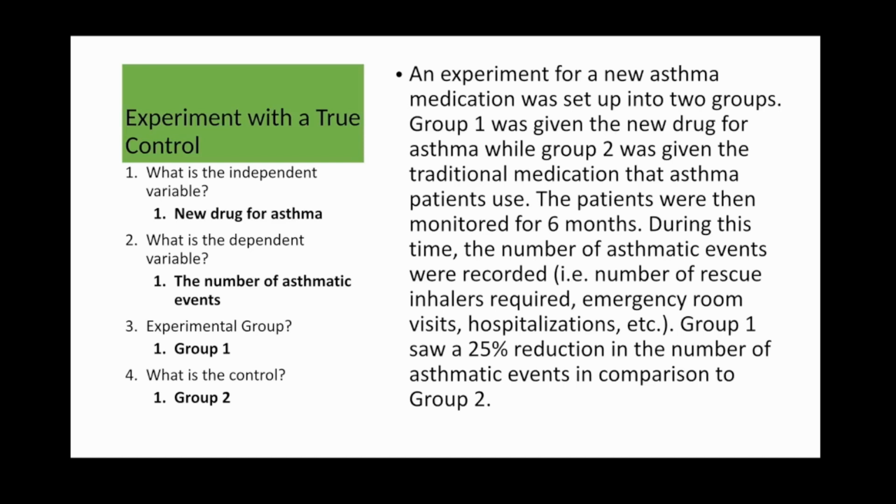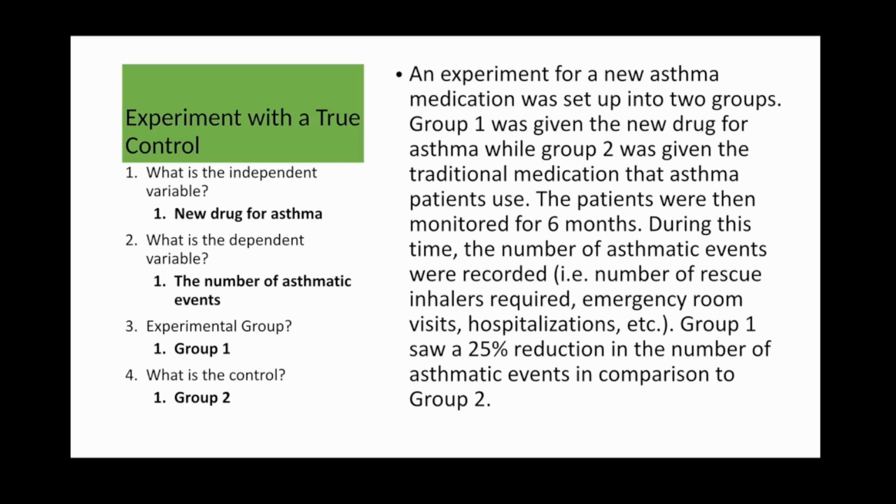So the independent variable, that's what's being measured by the experiment. What are we trying to determine? What are we trying to measure the effect of? We're trying to measure the effect of this new drug. So the independent variable would be the new drug for asthma.